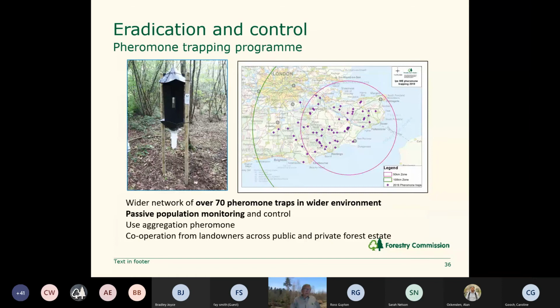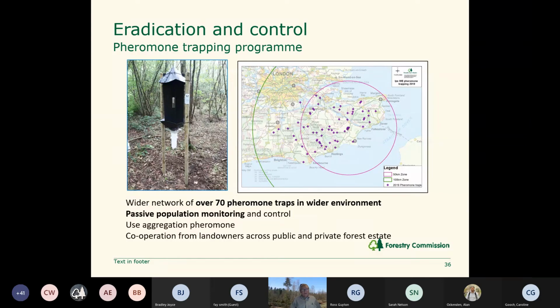This is the pheromone. This is a picture of the pheromone lure, which is a funnel trap baited with a pheromone that sits in here. The beetles fly in, hoping for a party, drop down here and are captured in a glycol solution here, which is checked and emptied twice monthly on a fortnightly cycle.